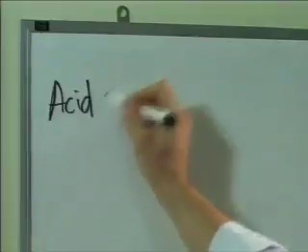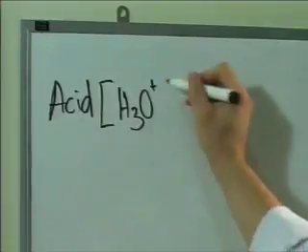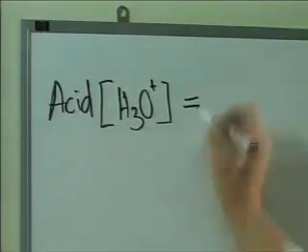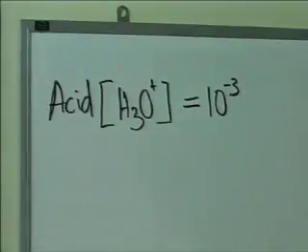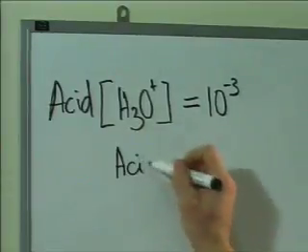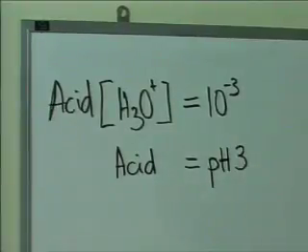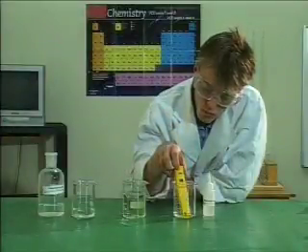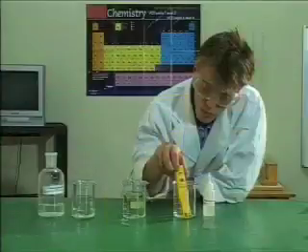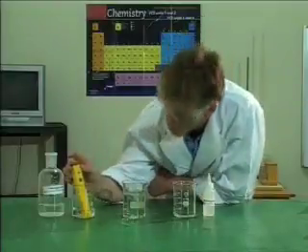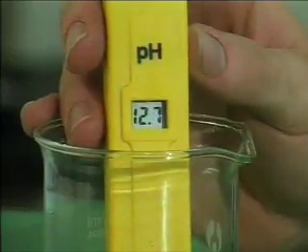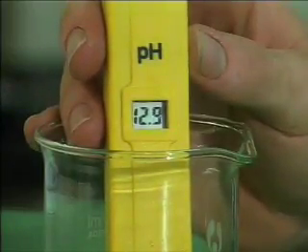For example, if we find that the concentration of hydronium ions in a solution is 10 to the negative 3, the logarithm in this case is negative 3, so the pH is 3. A low pH means a high concentration of hydronium ions, and a high pH means a low concentration of hydronium ions. Finding that hard to grasp?